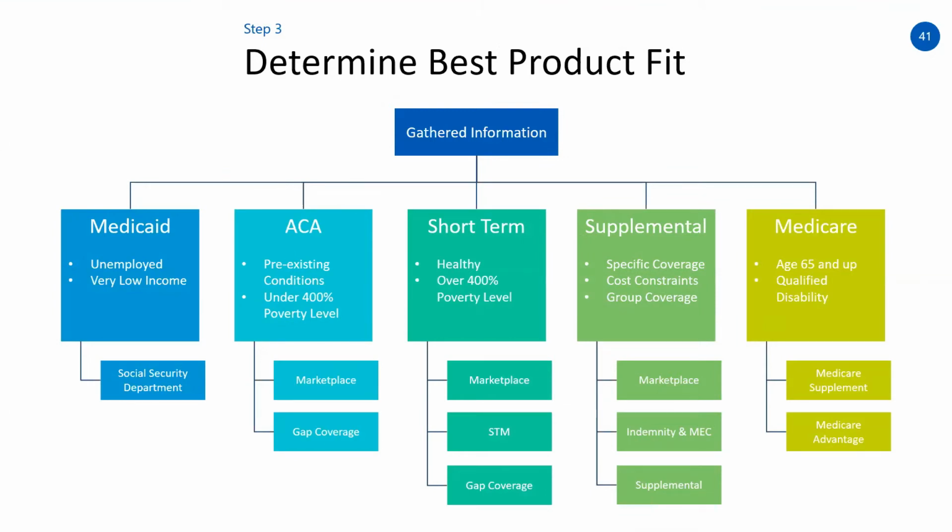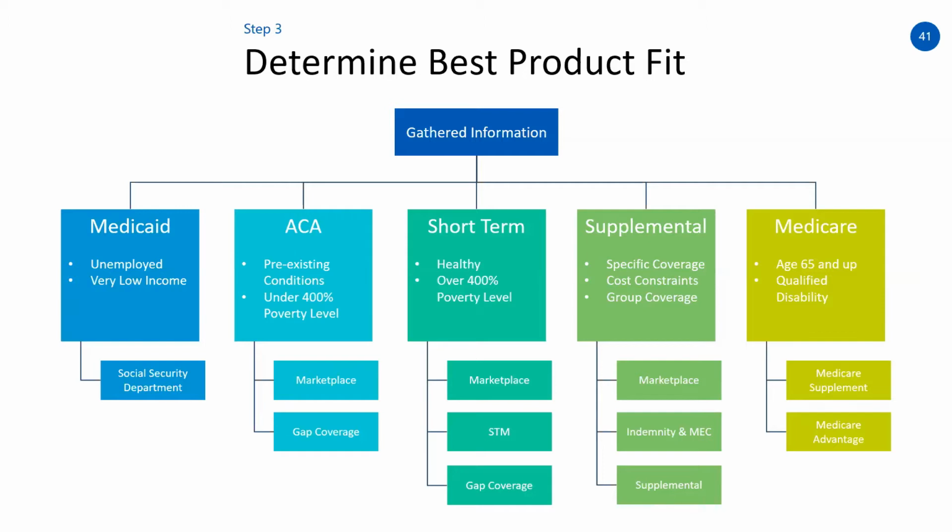So if a client has pre-existing conditions or is within that chart, which makes up a very large amount of people, they're probably going to be best off with ACA. When a client is in the ACA bucket, we want to start with Marketplace or Health Sherpa, and then we look at gap plans.